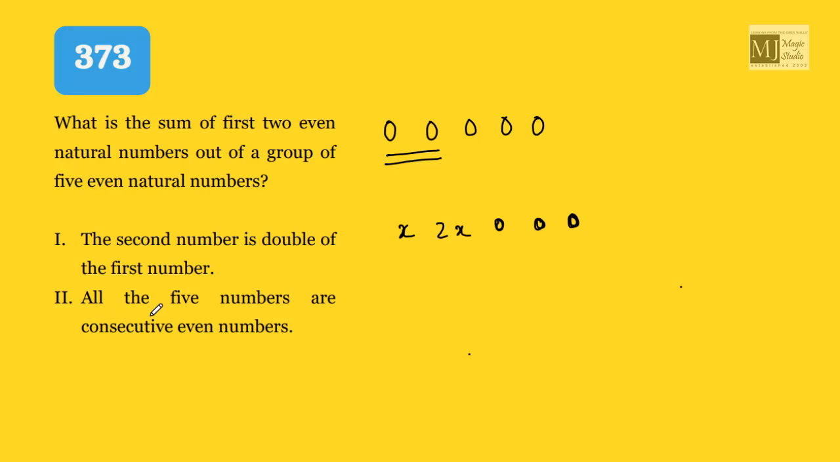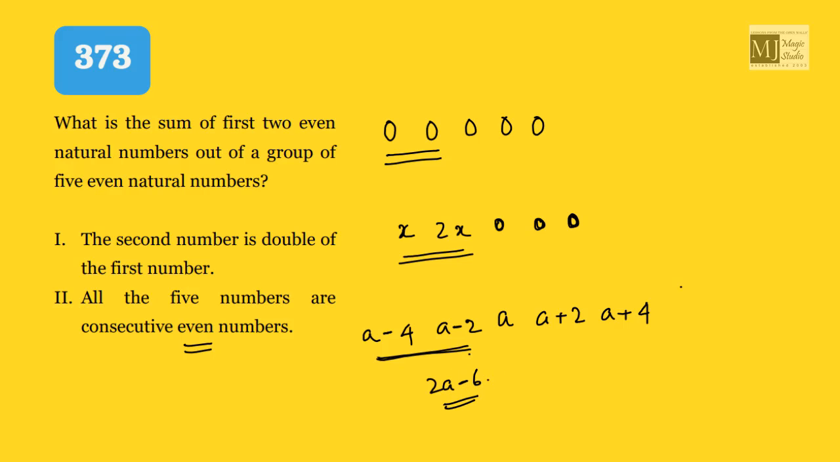Second statement says all the 5 numbers are consecutive even numbers. Good. Means if these 5 numbers are consecutive even numbers, I can say these numbers are a, a plus 2, a plus 4, and this would be a minus 2 and a minus 4. Now if I look at these two statements singularly, with statement 1 I cannot answer what is the sum of the first two numbers. With statement 2, the sum of the first two numbers would be 2a minus 6. Again, we are not in the position to give the exact answer.